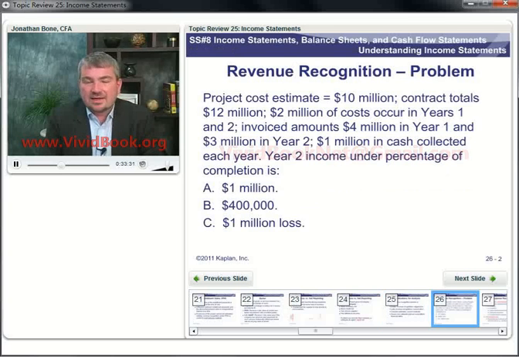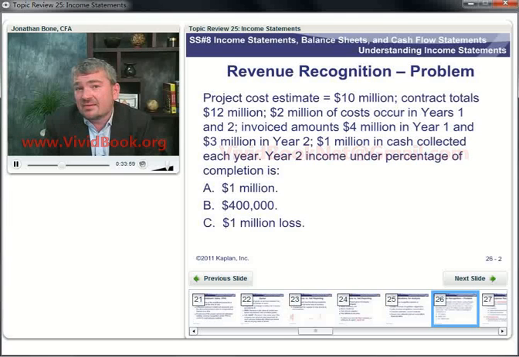Okay, so let's have a little look at an example here. We've got a project that's going to cost 10 million, and the contract totals 12 million. So that must be our contracted selling price. So we think there's going to be a 2 million profit on this contract. What else are we told? 2 million of costs are incurred in year 1 and year 2. So we've got 2 million in both years. Invoiced amounts are 4 million a year.